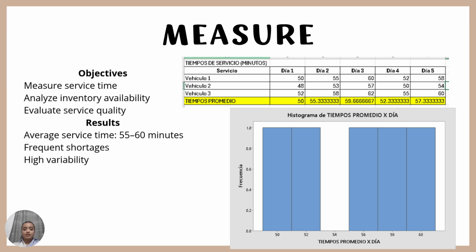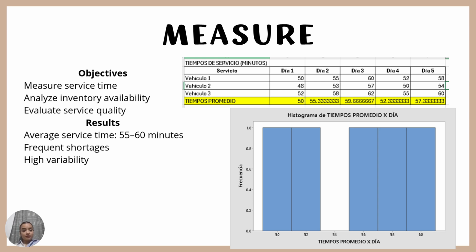This graph represents the service times measured during this study. The results showed an average service time between 55 and 60 minutes. There was also high variability in the process, which means that service times were inconsistent. One of the main causes of the delays was waiting time generated by material shortage.